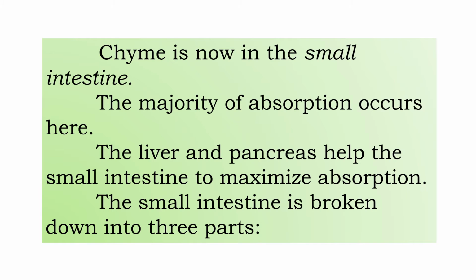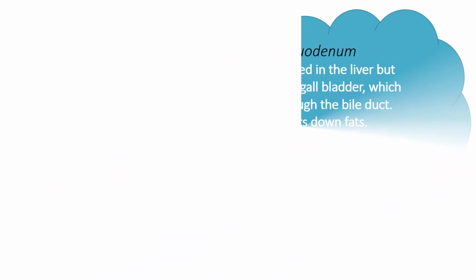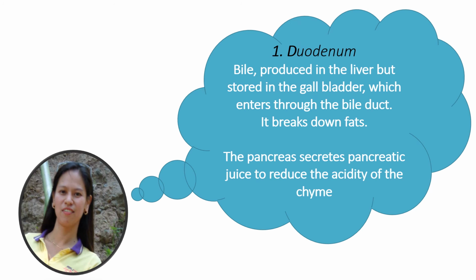Chyme is now in the small intestine. The majority of absorption occurs here. The liver and pancreas help the small intestine to maximize absorption. The small intestine is broken down into 3 parts. Number 1, duodenum. Bile produced in the liver but stored in the gall bladder enters through the bile duct. It breaks down fats. The pancreas secretes pancreatic juice to reduce the acidity of the chyme.